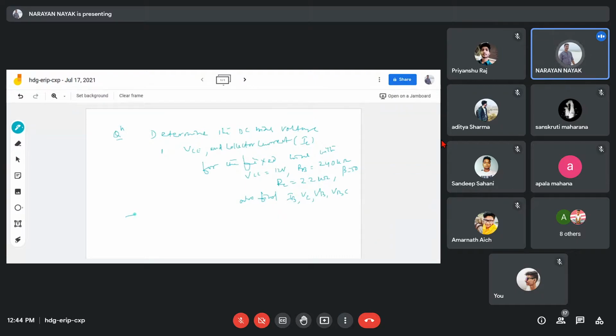Okay, the circuit is given as fixed bias, so you have to prepare the fixed bias circuit. You have to remember what the fixed bias circuit is. So you have this circuit, this is a fixed bias circuit, this is VCC, this is RB, this is RC. You get the output here. This is your input applied here and this is the output.